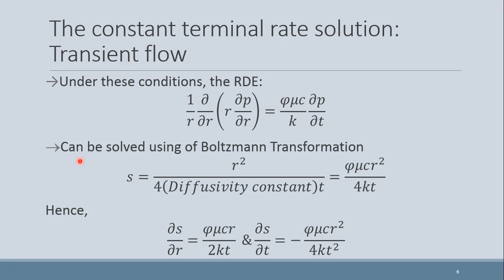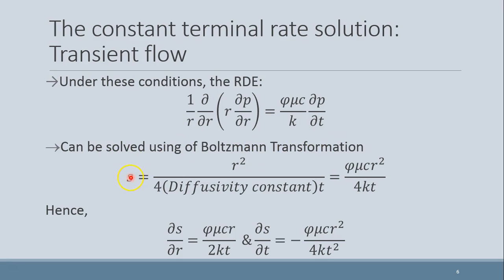Under these conditions, the equation will be in linearized form: 1 by r del by del r of r del P by del r is equal to phi mu c by k del P by del t. This is the radial diffusivity equation in its linearized form. But then we can use a Boltzmann transformation.